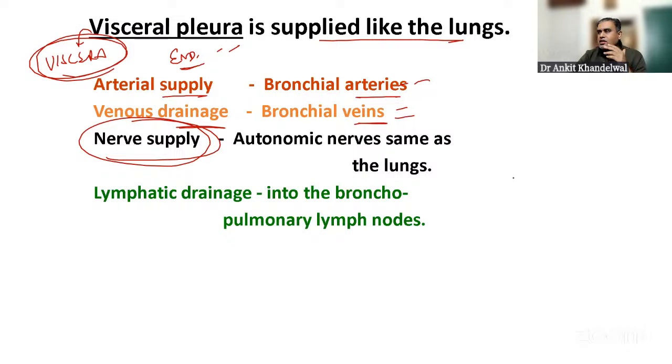Logically think. If an artery is supplying the entire lungs and there's one layer which is fixed to the lungs, will that artery not supply that part also? It will definitely supply. But will this artery reach the parietal pleura? No. Why? Because between this artery and the parietal pleura is the pleural cavity. Does it make any sense that the artery is crossing the pleural cavity? No. So it won't be reaching over there. Same for the nerve supply, the same nerves supplying the lungs.